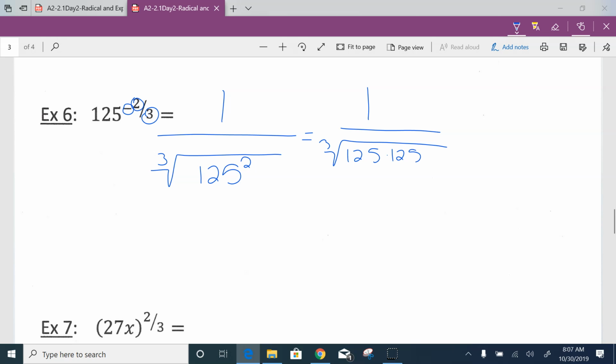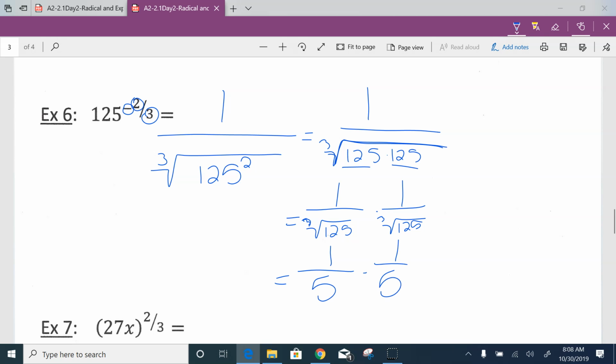I still don't know what that answer is, but I can split up each one of these 125s and give them their own little house. So that's exactly what I'm going to do. I have the cube root of 125 times 1 over the cube root of 125. So I split up the individual 125s, gave them their own cube root radical house, if I think of it that way. Now, I look at my chart and I go, what number times itself again will give me 125. And if you look at the chart that we made on the first side of the notes, we get the number 5. And whatever's on the first one will be the same over here because they're the same exact number.